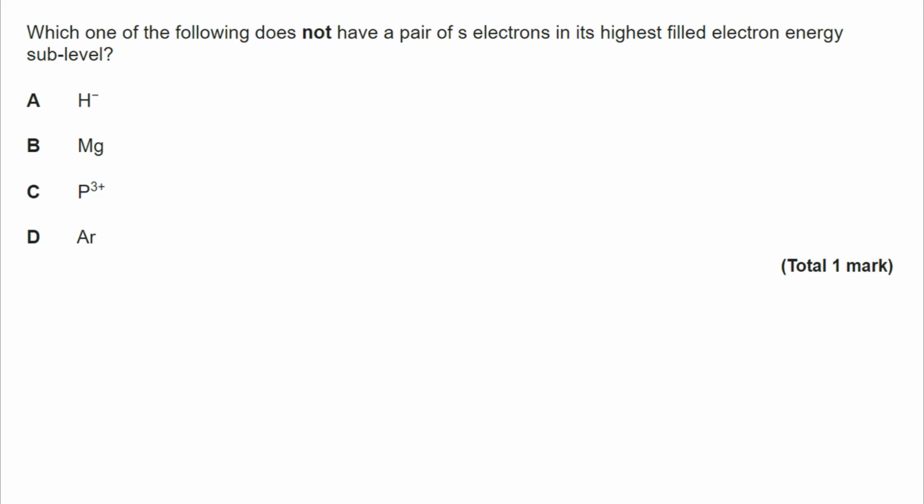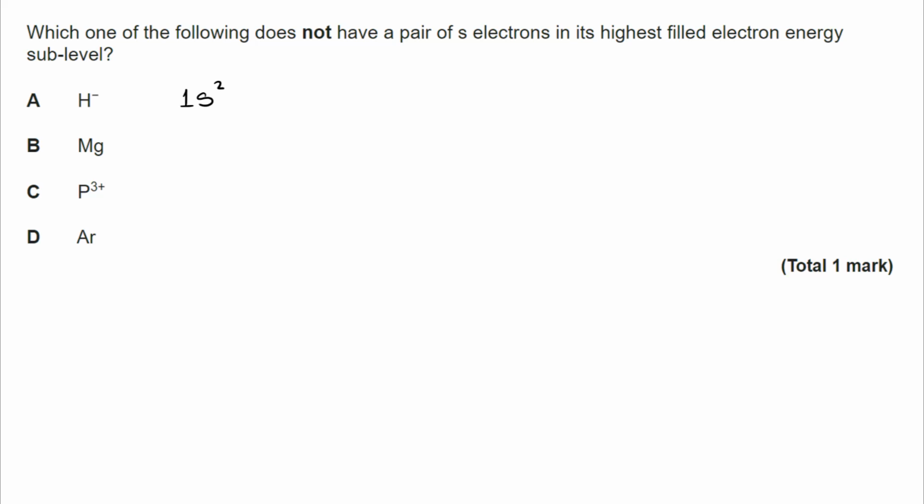So in this question, we want to know which does not have a pair of S electrons in its highest filled electron energy sublevel. So a couple of things to consider here. One, we are looking specifically for the outermost electrons being a pair of S electrons. Secondly, this is a negative answer question. We want to know the one that does not have. So always read the questions carefully to look out for that.